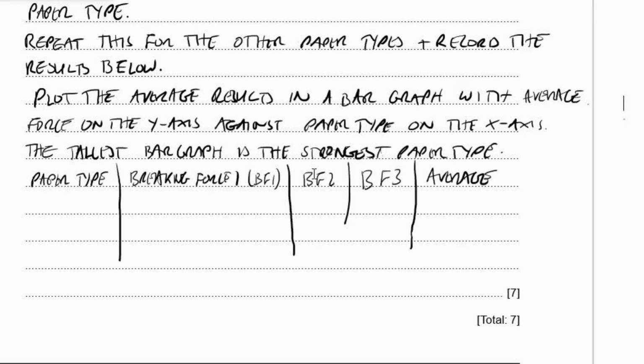So this is the table for recording results. Paper type, breaking force 1, BF1, BF2 and BF3, and of course the average one at the end there. There we go. So that should do it nicely. That about answers the question, I think, pretty well.